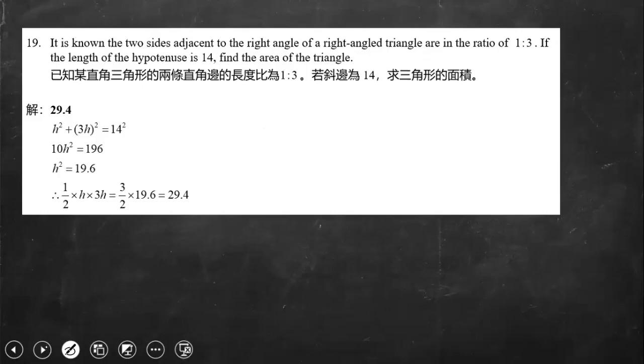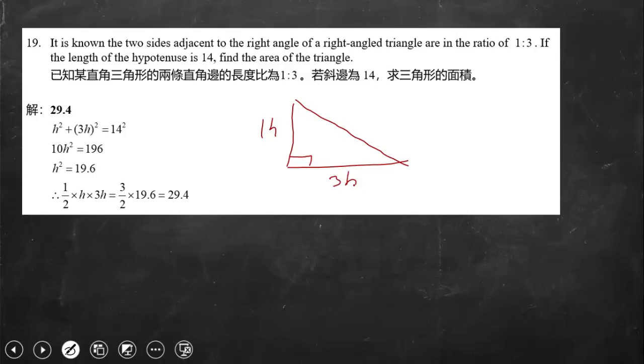It is known that two sides adjacent to the right angle of a right triangle are in the ratio of 1 to 3. If the length of the hypotenuse is 14, find the area of the triangle. Okay. Two sides adjacent to the right angle, so a and b, are in the ratio of 1 to 3. Let's say h, so 1h and 3h.